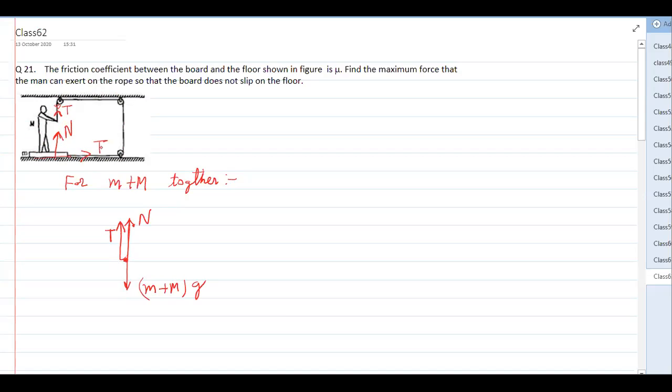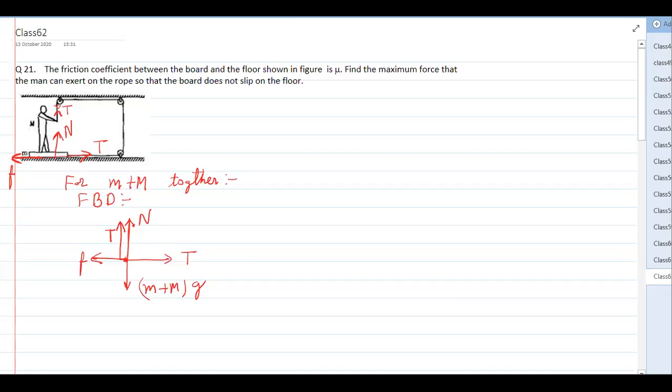So on the man board system, there will be an extra tension in the rightward direction as well. So one tension is rightward, one tension is upward, one is normal, and then we have the gravitational force. And since the whole system is trying to move, there will be a friction force against the motion. So if he pulls the rope, the whole thing, the box and man, will tend to be pulled in the rightward direction. Therefore, friction will act in the leftward direction. So that we have written. So these are the forces. This is the free body diagram for the system.